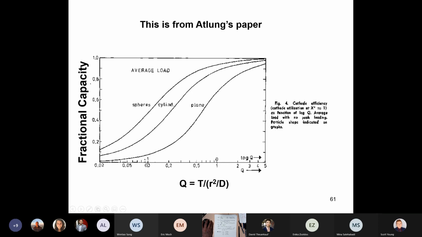And with spheres, for example, if you go at Q equals 0.1, so that means only giving the thing a tenth of the time, a tenth of the characteristic diffusion time. For spheres, you still get about half. But for plane particles, you get less than 10%. So this graph was really one of the first times people realized the advantage that spherical shaped particles brought to the table compared to infinite cylinders and slab type particles. A sphere of the same radius and diffusion constant gives you a big advantage over a slab of the same radius and diffusion constant.